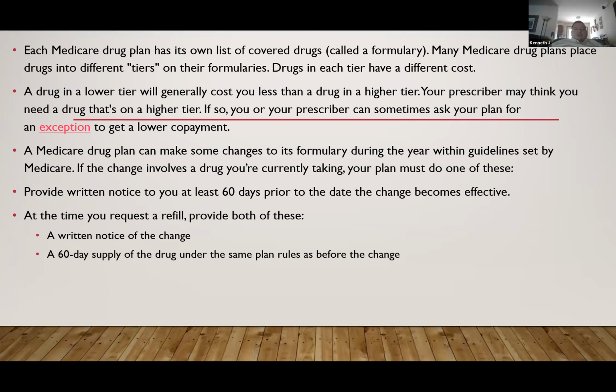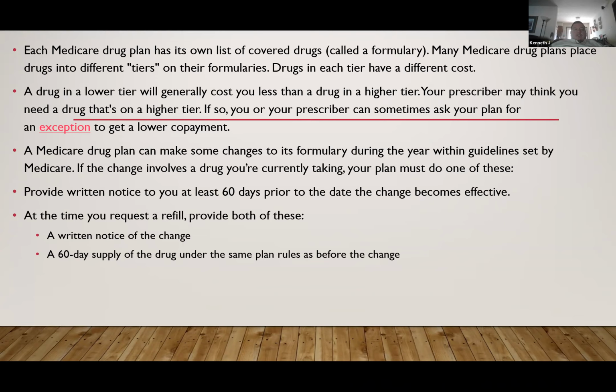Each Medicare drug plan has its own covered drugs called a formulary. They're broken up into tiers. Drugs in each tier have a different cost. A drug in a lower tier will generally cost you less than a drug in a higher tier. A Medicare drug plan can make some changes to its formulary during the year within guidelines set by Medicare.